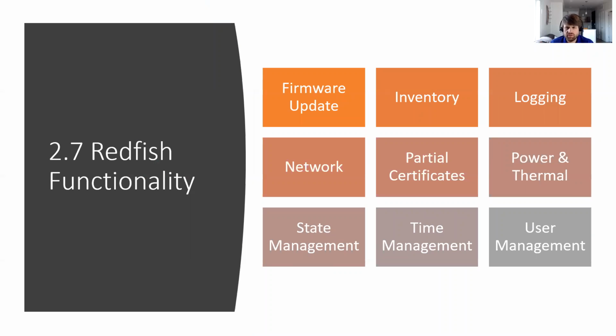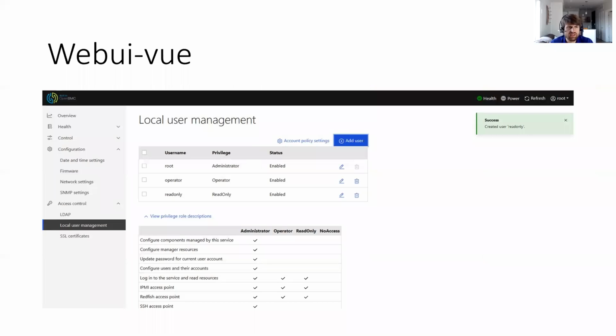So there's a little bit of Redfish in 2.6. 2.6 was February 2019. It included Redfish schemas like processor and memory and chassis. But really the basic Redfish functionality for system management was added in 2.7, which was August of last year. Firmware, logging, network, power state management, multiple user management. And this is the Web UI view GUI using the Redfish API for user management.